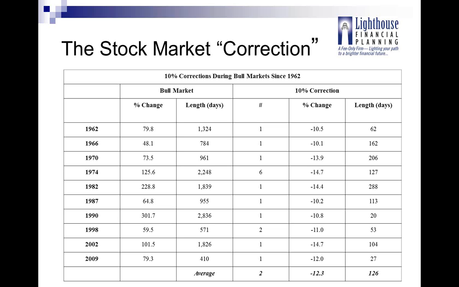That's the bottom line there. But you can see that in every bull market, if you look at the averages, the percent change says the averages are down 12.3%, which is pretty average. If you look at the length, the average is 126 days. The range is very broad from the high to the low. You can see from a low of 27 days to a high of 288 days. So when it goes down, we don't know how long this is going to last.